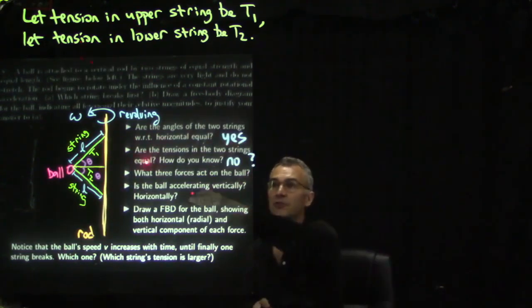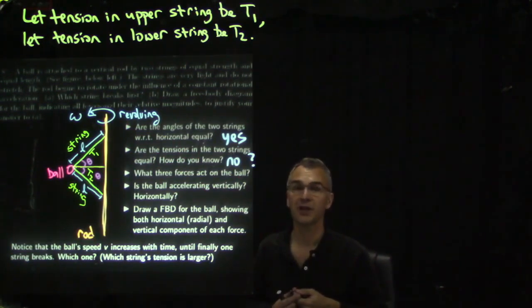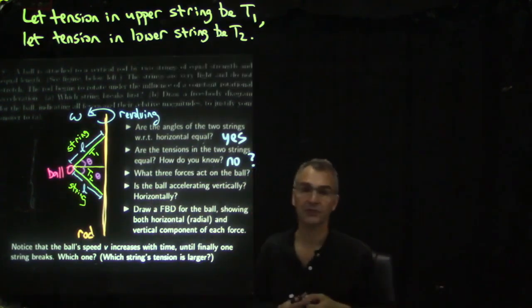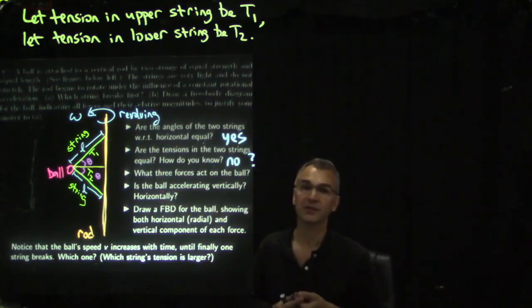Are the tensions in the two strings equal, and how do you know? I'm going to guess that they're not equal, but I guess we don't know for sure. Although initially when the rod is not yet revolving, it seems like string 1 must hold the ball's weight, and string 2 probably is slack and doesn't hold the ball's weight. So you might guess that string 1 continues to have a bigger tension than string 2, but I guess we don't know until we draw the free body diagram.